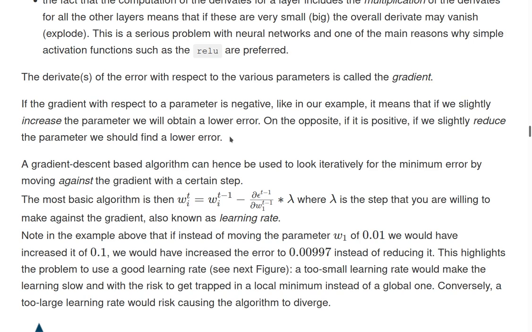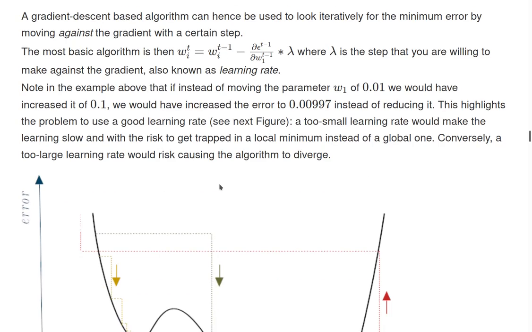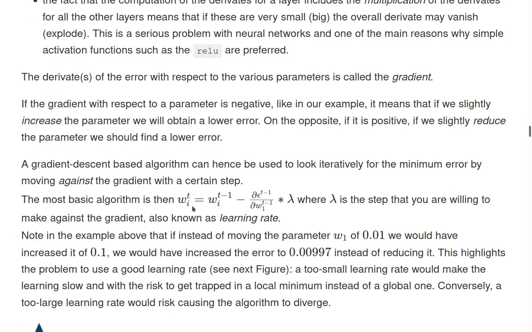So the most basic algorithm is that at one given step t, where i is one particular parameter, could be the first parameter or the second parameter, the parameter at time t is equal to what it was at time t minus 1, minus the gradient of the error with respect to the parameter at time t minus 1, multiplied by lambda, where lambda is a step that we make against the gradient and is known as the learning rate.